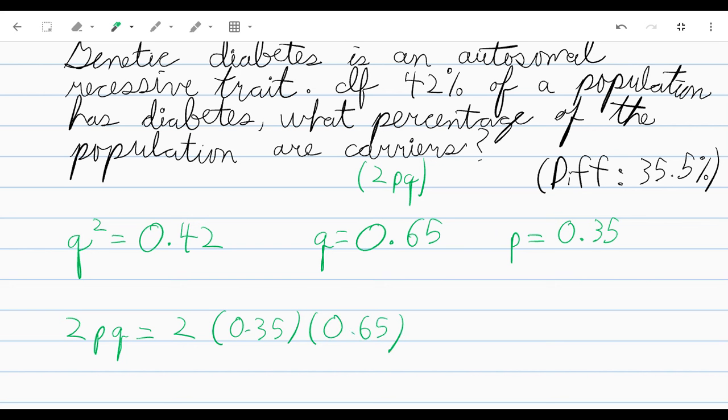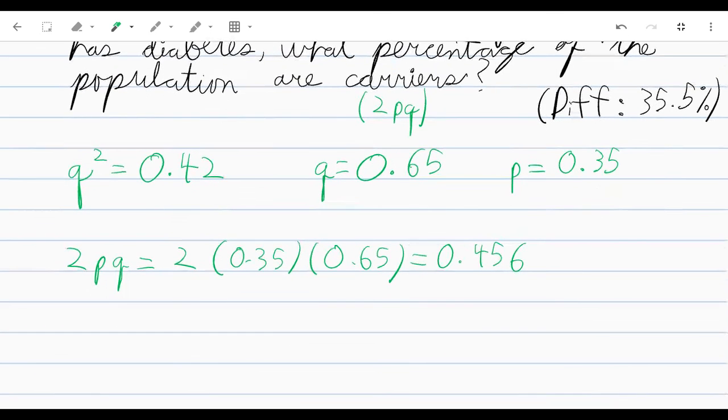Again, as always, use the numbers in your calculator. Don't use the rounded numbers. You can write down the rounded numbers on your sheet of paper to make the math less time consuming, because writing all of those out is tedious. But you have to make sure you use the actual numbers in your calculator. This gives us 0.456. And I'm including the 6 in there because I know this is a diploma question and I want a percentage.